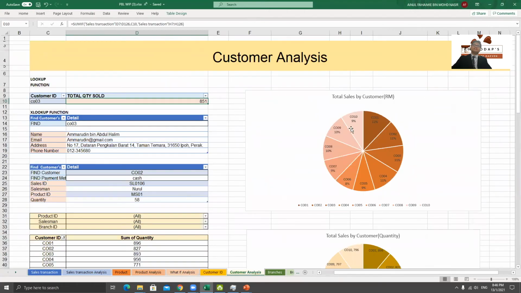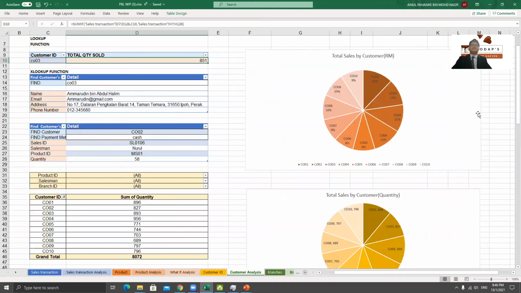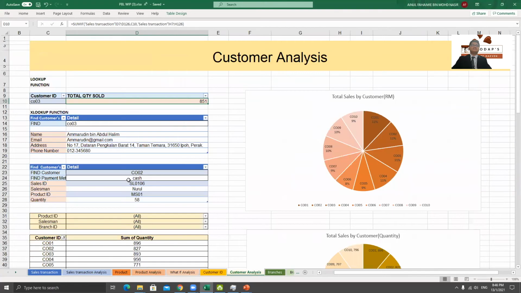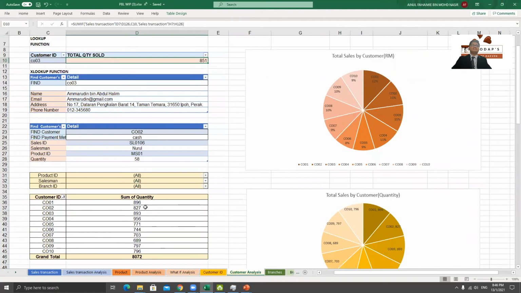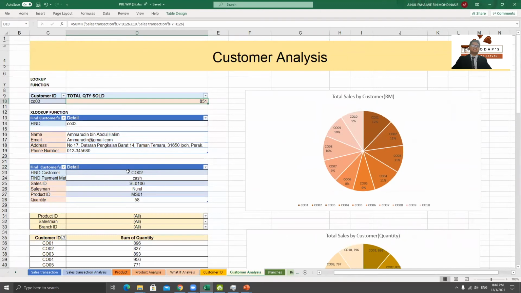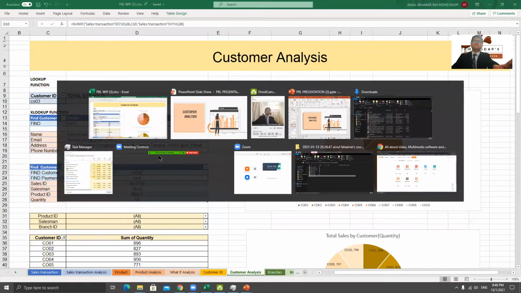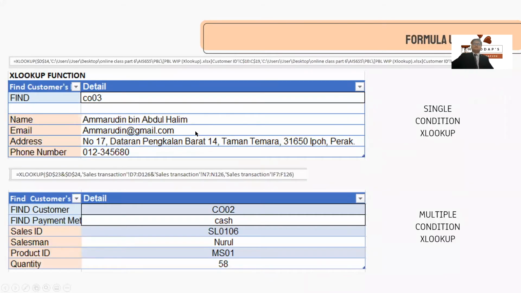Next is the customer analysis. In the customer analysis, we have the chart, which is here, and the pivot table, which is here, and some other functions. The functions I will explain next. Okay. The first function we use in this analysis is the lookup function.